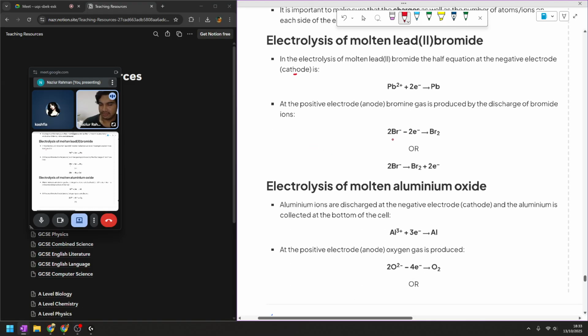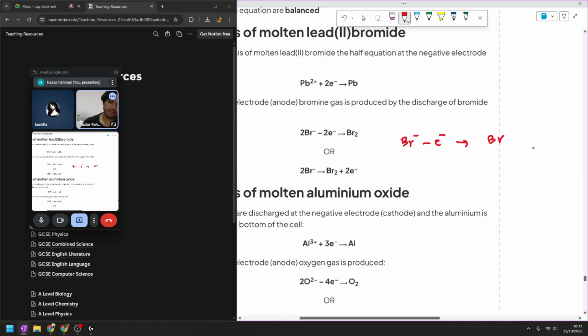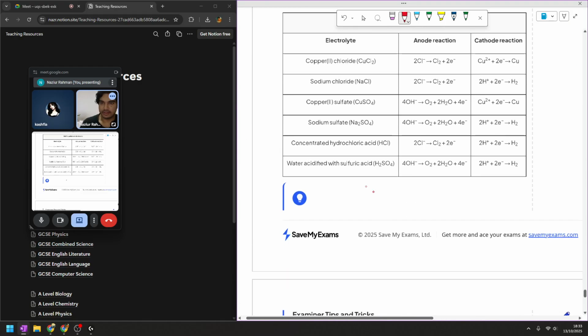Whereas at the anode, the negative ions go to the anode, and the negative ions have electrons. So you can say that the bromide ions lose an electron to make a bromine atom. You can then move this losing an electron to the other side, and then that becomes: the bromide ion makes a bromine atom and an extra electron. Both of these are fine. And then you have two of them making a bromine molecule. So you have to understand the half equations. Here are some examples.